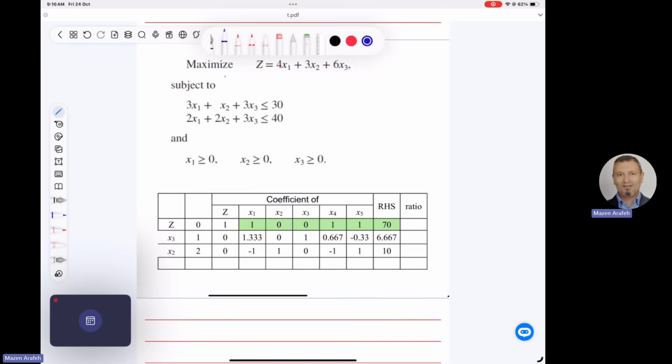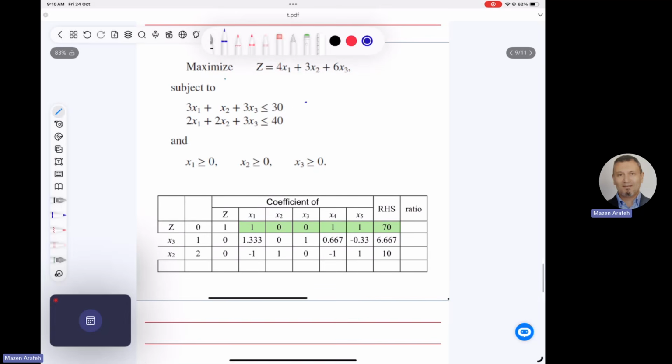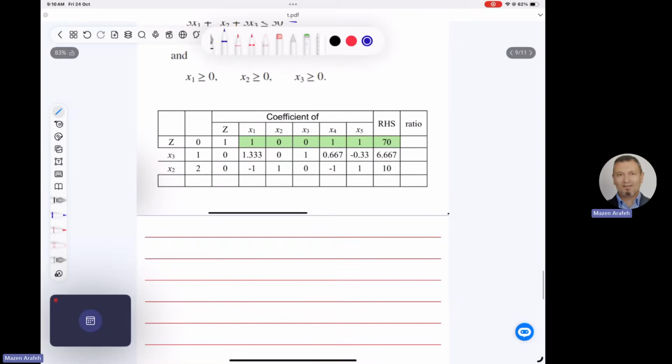Okay, so now let's continue with our example. Here we want to find the allowable increase and decrease for the right-hand side. So here I have two constraints. I have B1 and B2, and we want to find the change, the allowable increase or decrease. So I'm going to say here plus D1, and here I'm going to say D2.